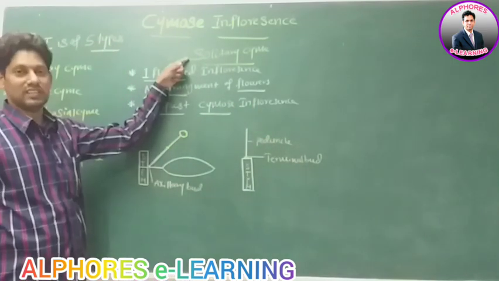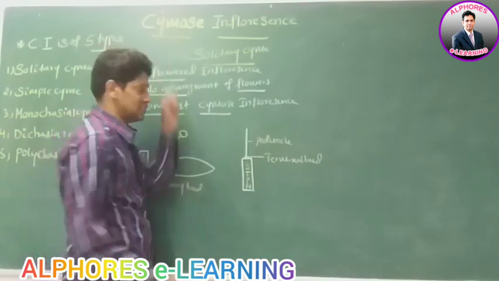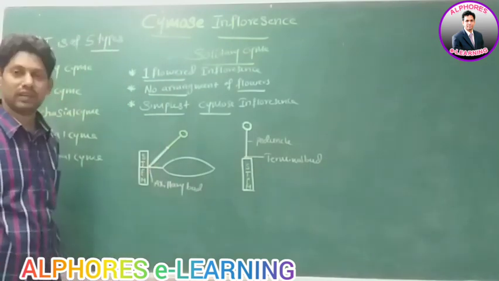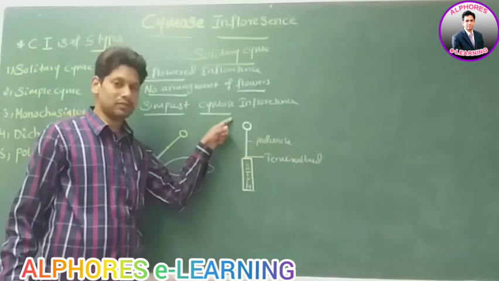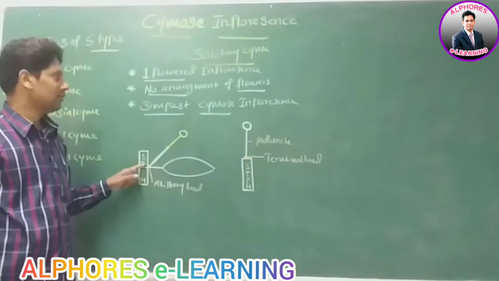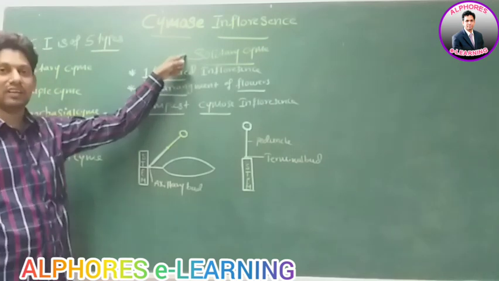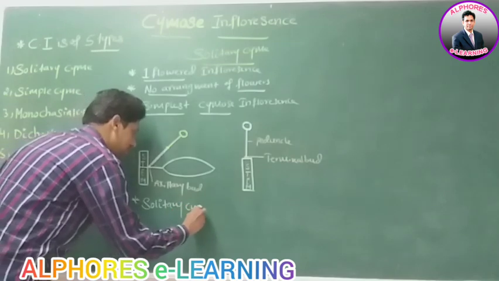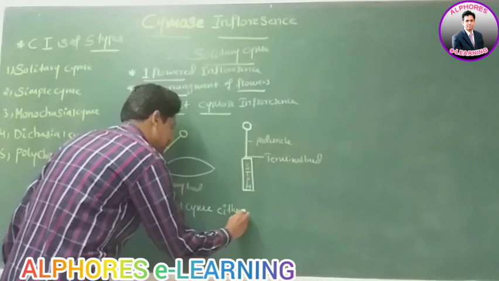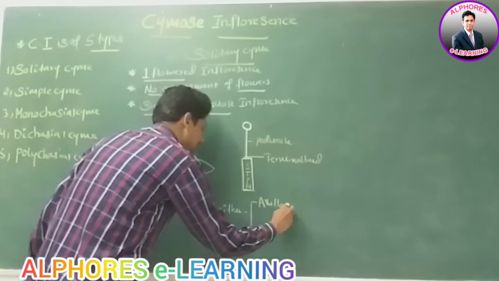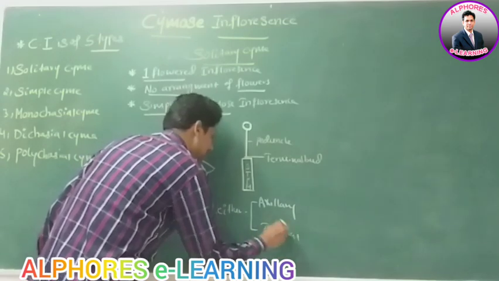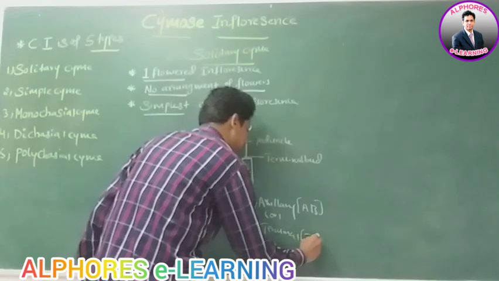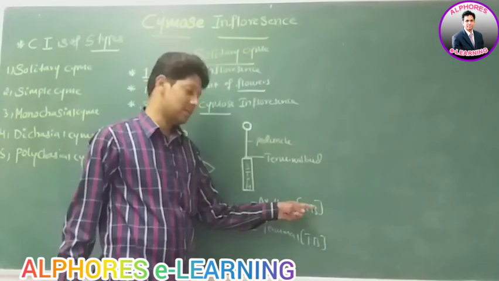Sir, we are discussing solitary cyme, a type of cymose inflorescence, right? Therefore, the tip of the peduncle should terminate with a flower. See this diagram. Here the solitary cyme is developed from which bud? Terminal bud. Earlier it was developed from axillary bud. Therefore, solitary cyme is either axillary or terminal in position. Axillary means developed from axillary bud. Terminal means developed from terminal bud. Be careful. AB stands for axillary bud, TB stands for terminal bud.